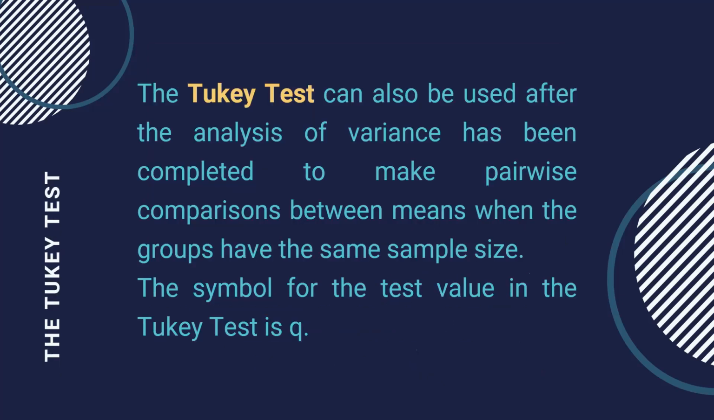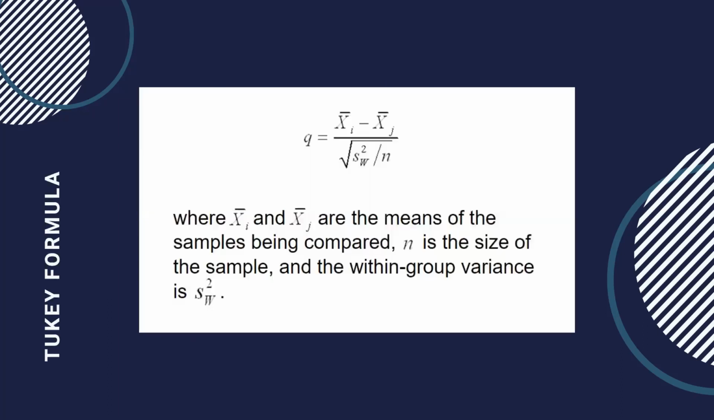The Tukey test can also be used after the analysis of variance has been completed to make pairwise comparisons between means when the groups have the same sample size. The symbol for the test value in the Tukey test is Q. This is the formula for the Tukey test, where xi bar and xj bar are the means of the samples being compared, n is the size of the sample, and the within group variance is denoted by SW squared.